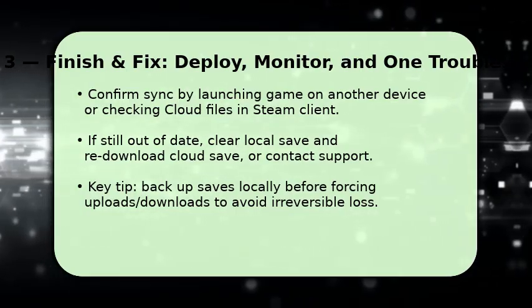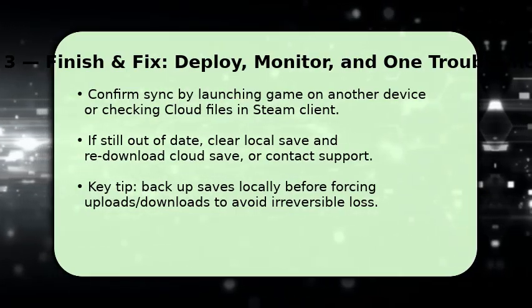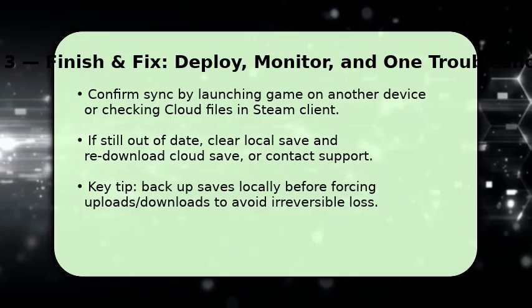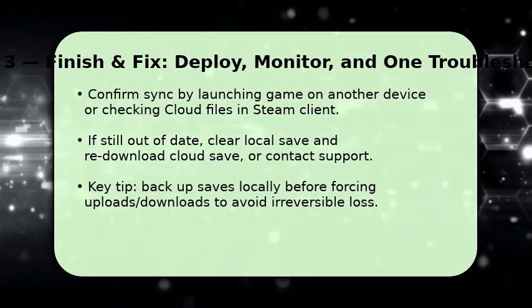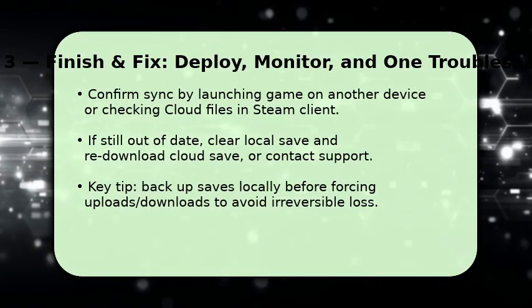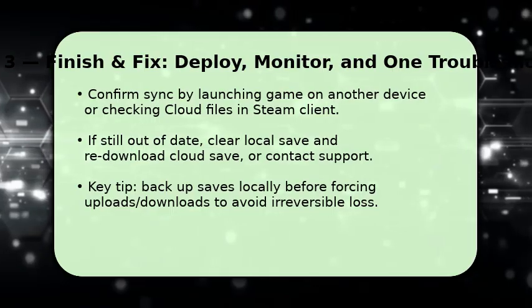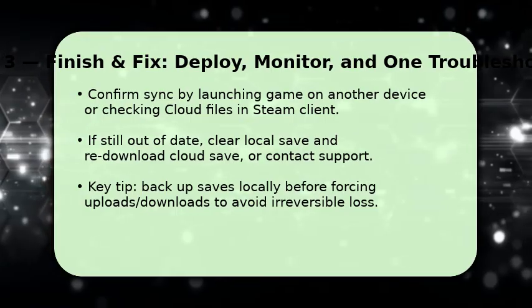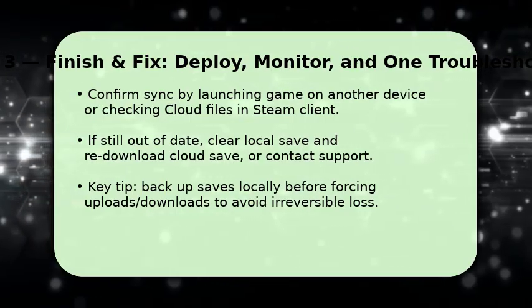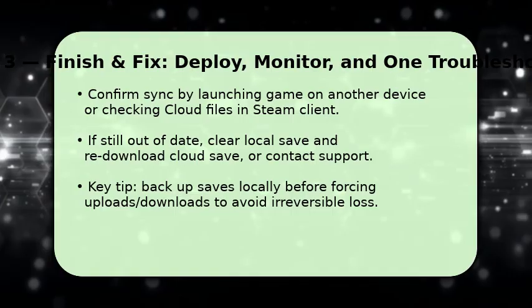If Steam still shows out of date, back up your current local save, then try deleting it and re-downloading the cloud save, or force an upload from the freshly backed up file. If problems persist, contact Steam support with clear timestamps and steps taken. Important troubleshooting tip: always keep a local backup before forcing uploads or deletes to prevent data loss.